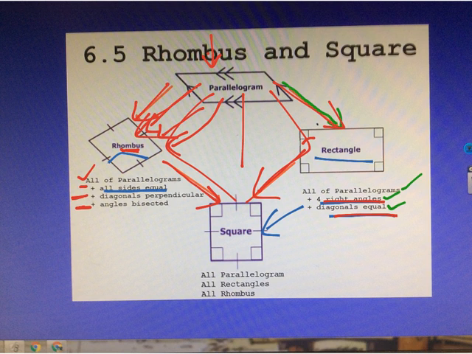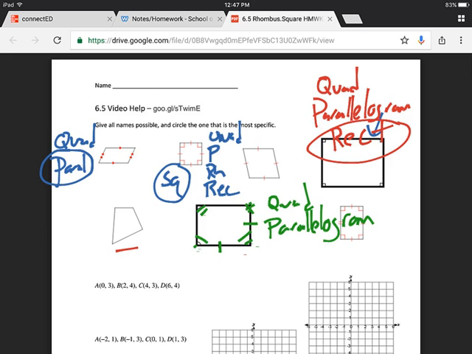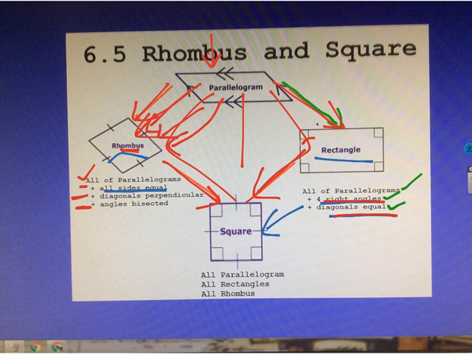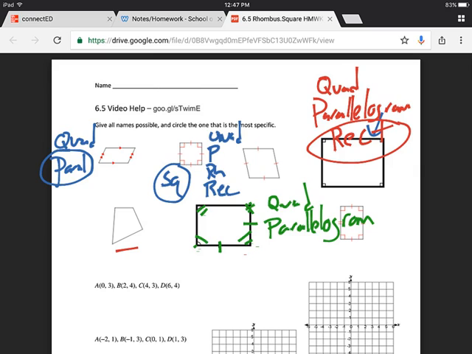Is it a rhombus or a rectangle? Well, a rhombus would mean that the angles are bisected. It would mean that all the sides are equal, and it would also mean that the diagonals are perpendicular. Not given anything about the diagonals.